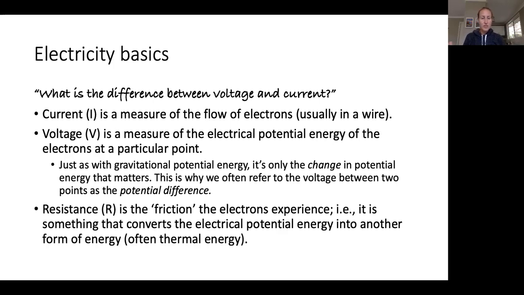Now, resistance is the word we use for the friction that electrons experience. We can think of it as something that converts the electrical potential energy into another form. Most often, we're just referring to thermal energy. So, for example, in a light bulb, there's very high friction or high resistance in the wires in the light bulb. And that's how the electrical potential energy is converted into heat and a bit of light.